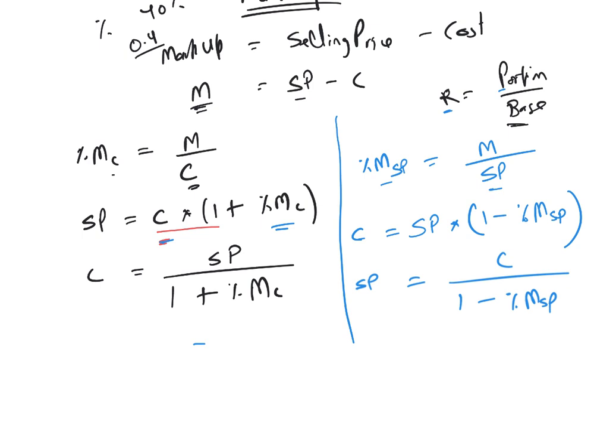The idea is that in the left section, my base is the cost. In the right section, my base is the selling price. So hopefully this helps put things in context. We don't have to memorize a lot of formulas, just understand what the concept is, and then we can move from one to the other.